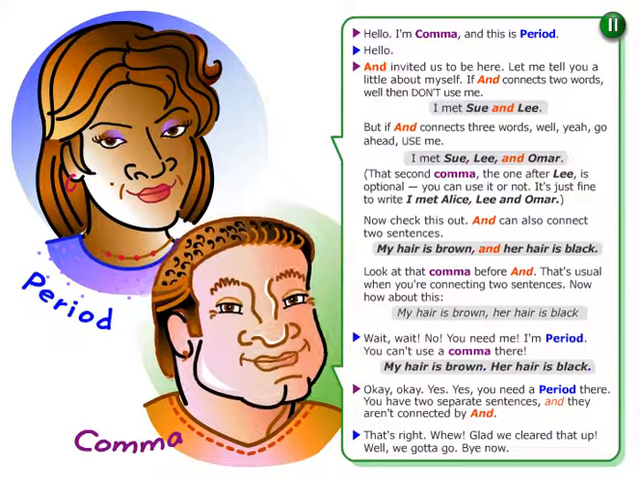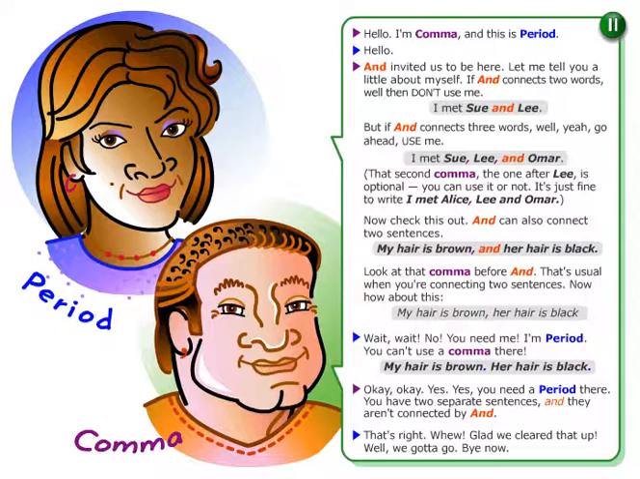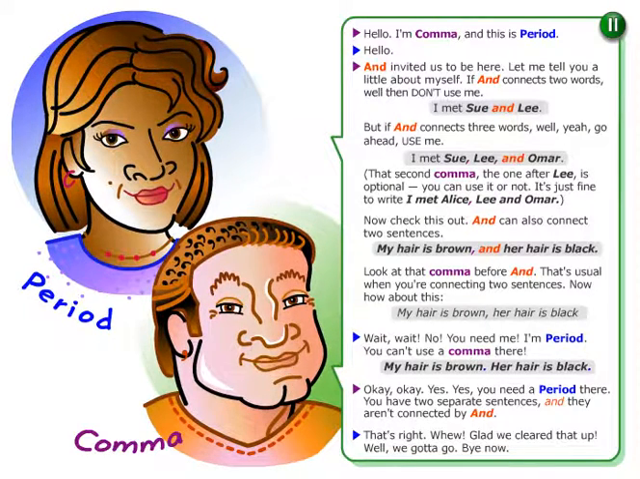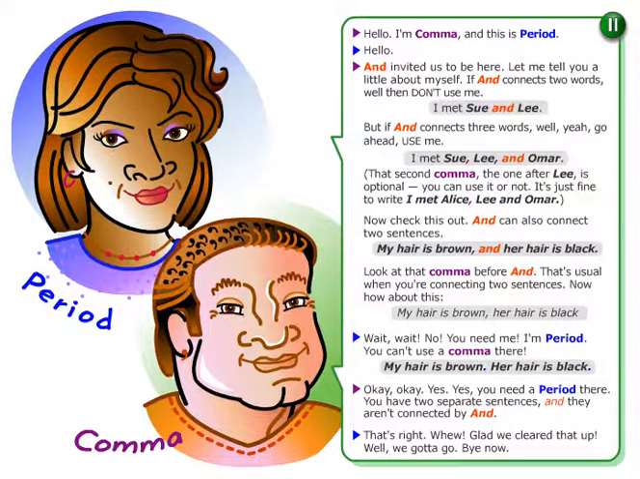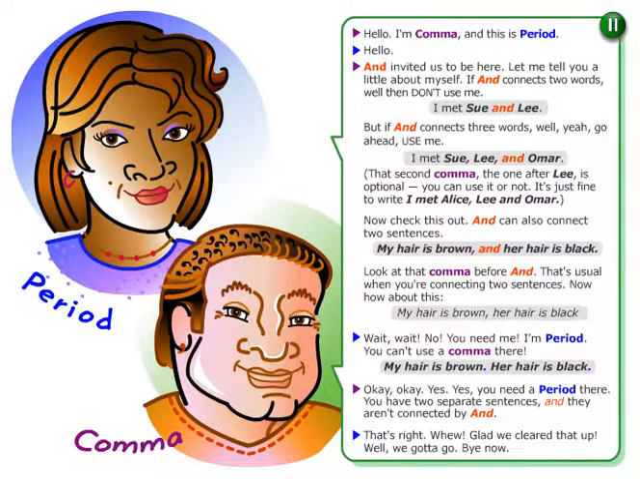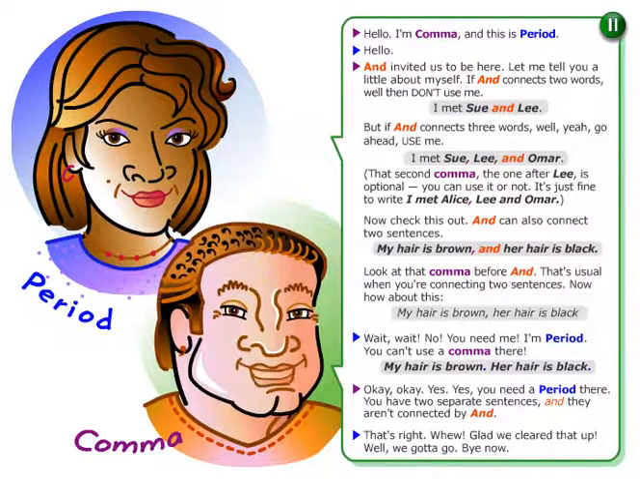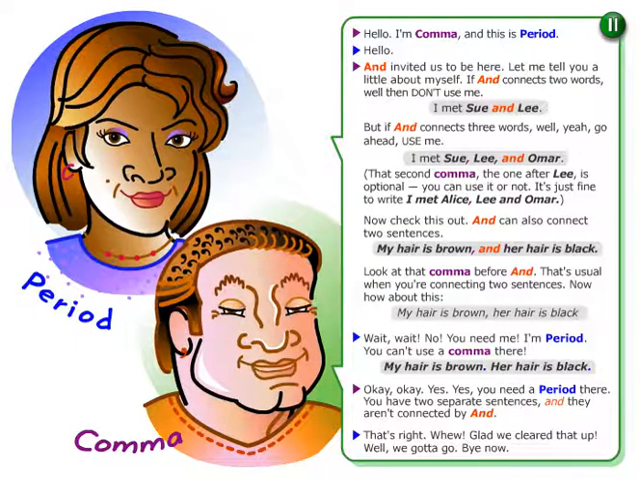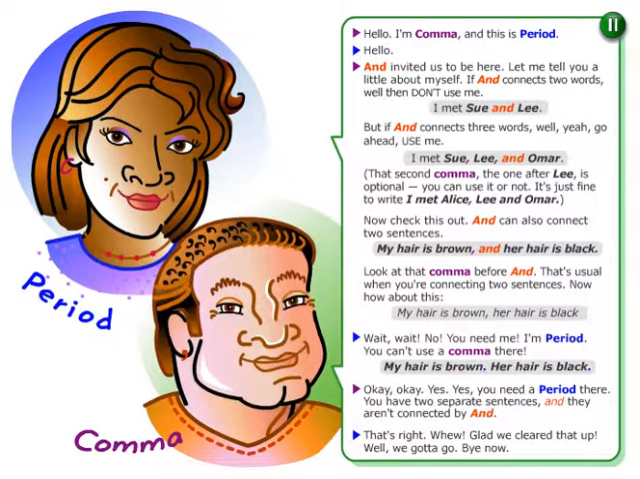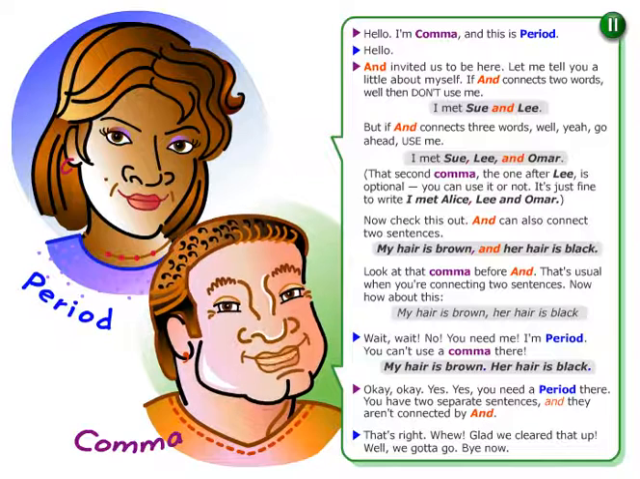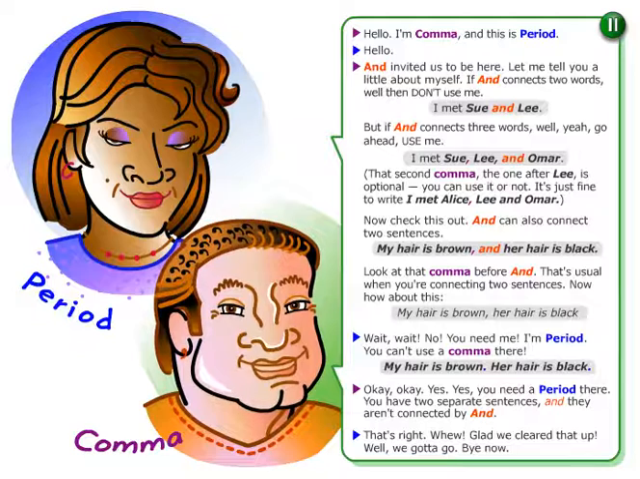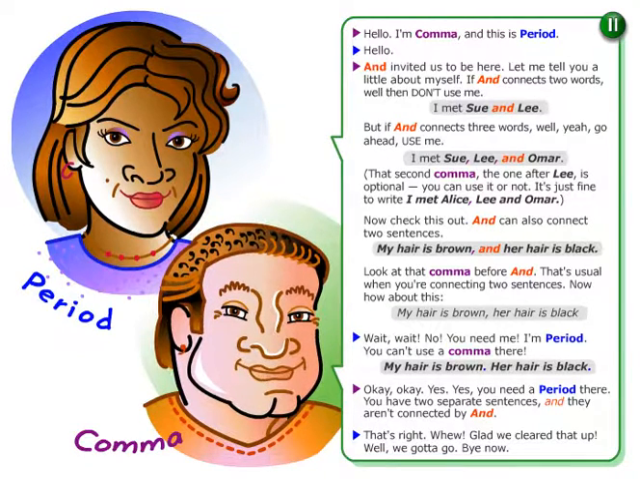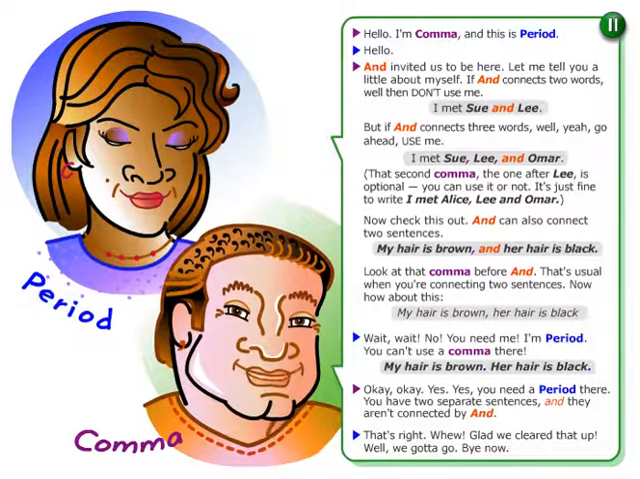Let me tell you a little about myself. If "and" connects two words, well then don't use me. I met Sue and Lee. But if "and" connects three words, well, yeah, go ahead, use me. I met Sue, Lee, and Omar. That second comma, the one after Lee, is optional. You can use it or not. It's just fine to write, I met Alice, Lee and Omar.